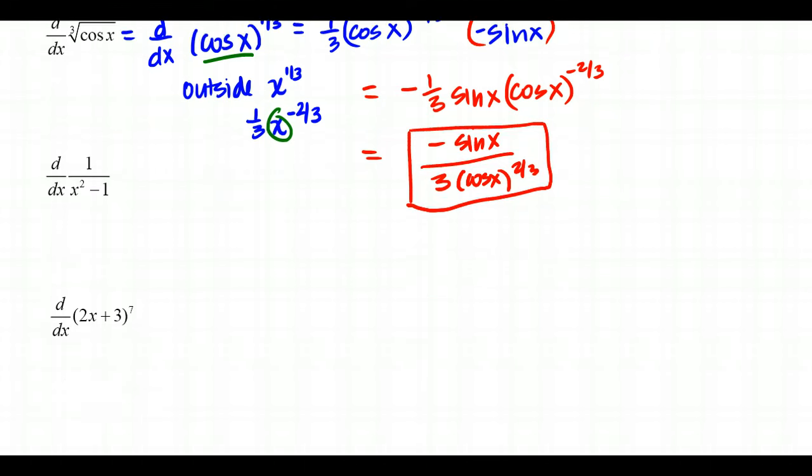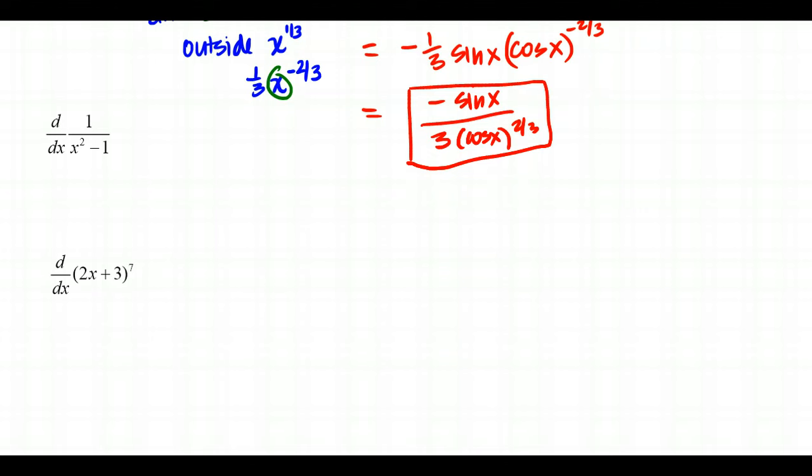Alright, so moving on, trying some more examples. For this problem, again, I could use the quotient rule if I wanted to, but we're trying to practice how and when we should probably use the chain rule. So here, I can rewrite this as x squared minus 1 to the negative 1. And so now, I'm going to try to not write the outside function. What I'm going to try to do is recognize the outside function is x to the negative 1.